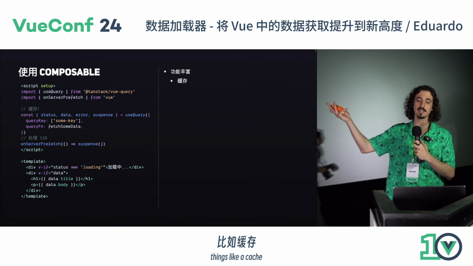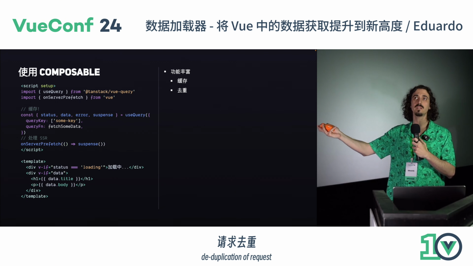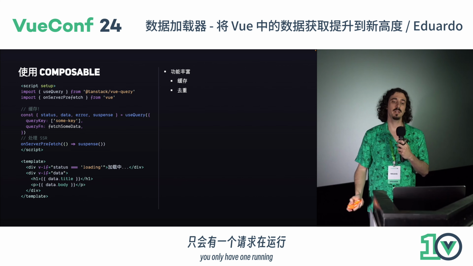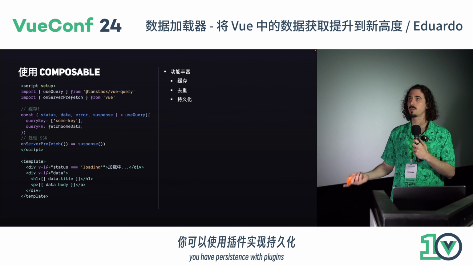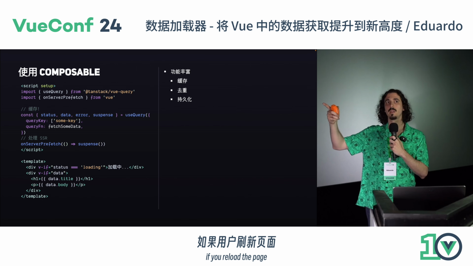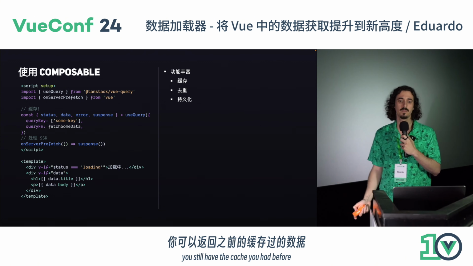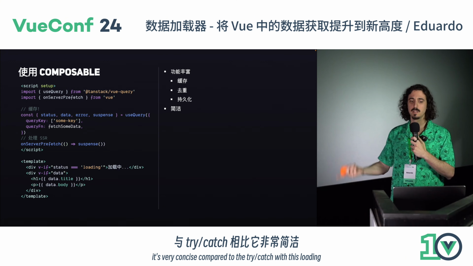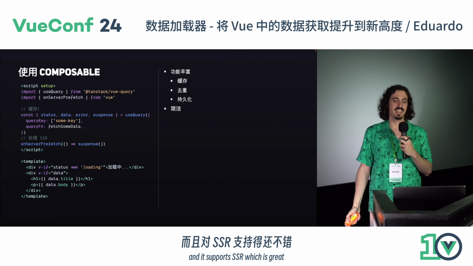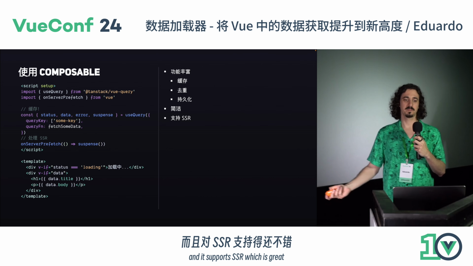Things like a cache, and deduplication of requests. So even if you call the same fetch multiple times, you only have one running. You have persistence with plugins, so you can have a persistent cache. If you reload the page, you still have the cache you had before. It's very concise compared to the try catch with isLoading. And it supports SSR, which is great.